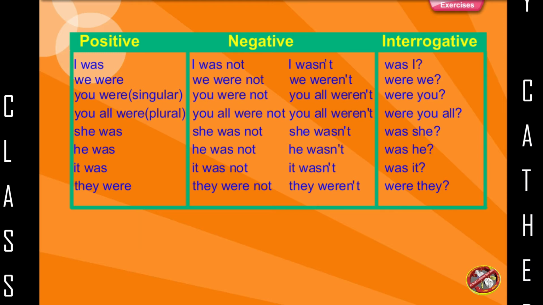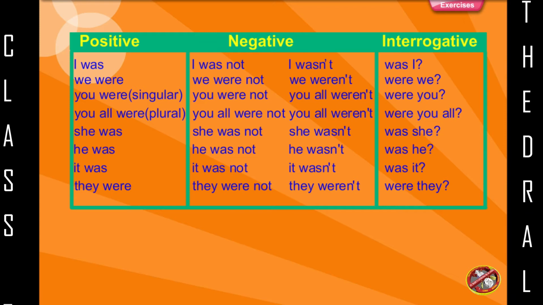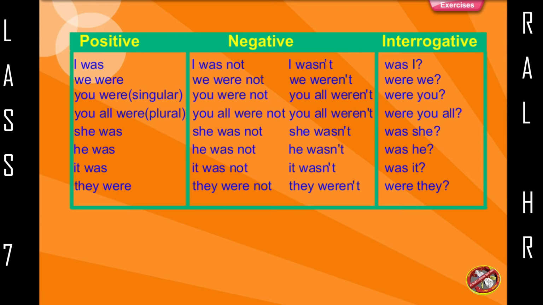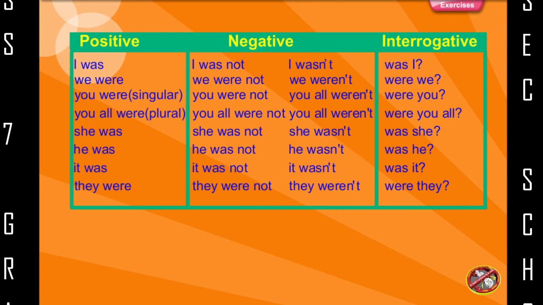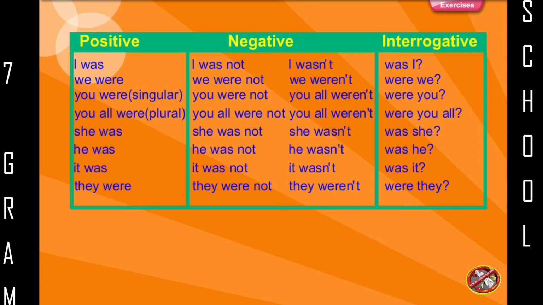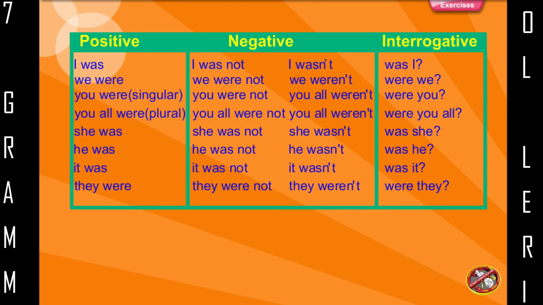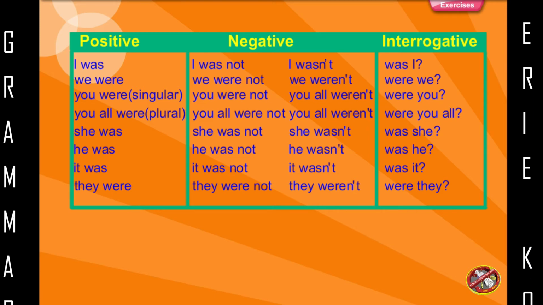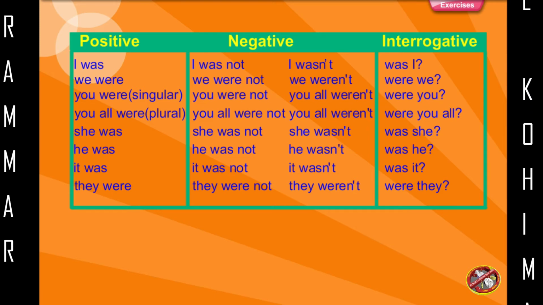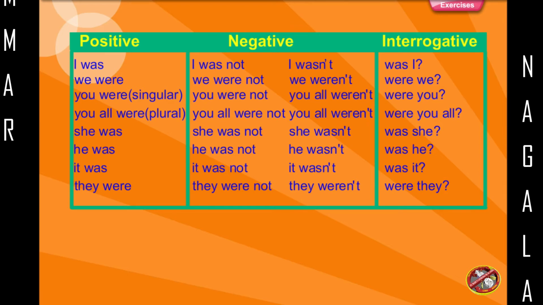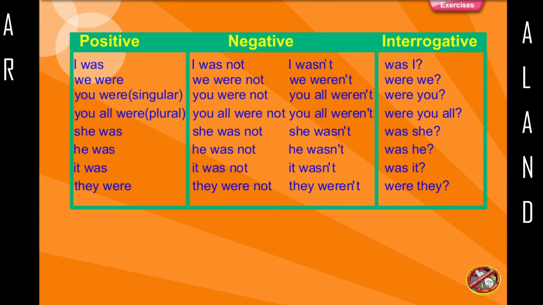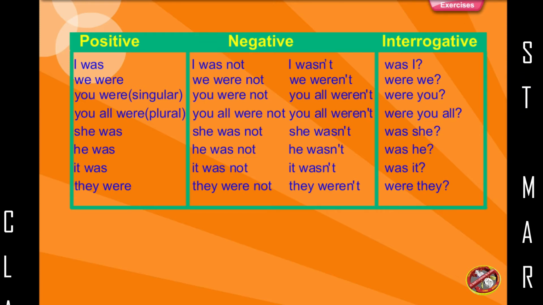She was, she was not, she wasn't, was she? He was, he was not, he wasn't, was he? It was, it was not, it wasn't, was it? They were, they were not, they weren't, were they?